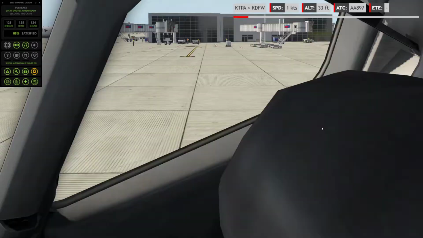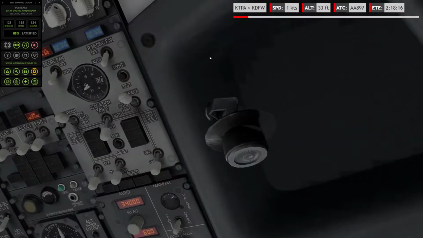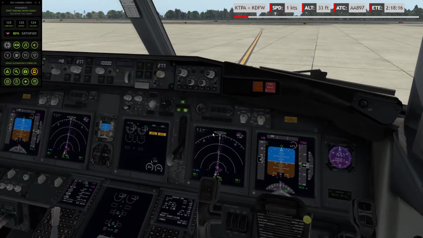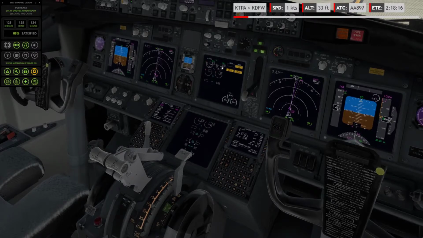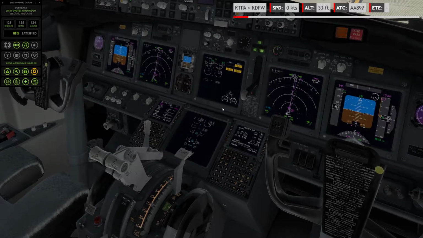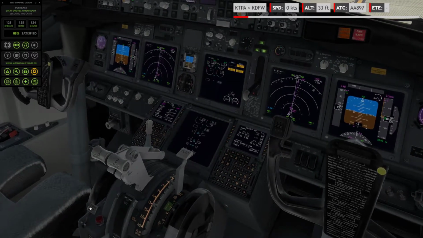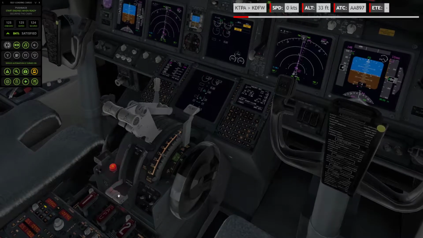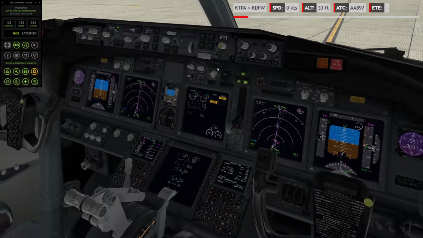Alright, let's start number 2. Turn packs off, we are clear, right? Pressure is good. Start number 2. We have N2, we have EGT, N1, set brakes, oil pressure, 24, and we have fuel flow.